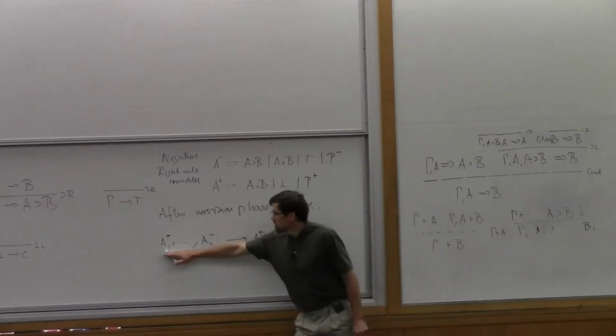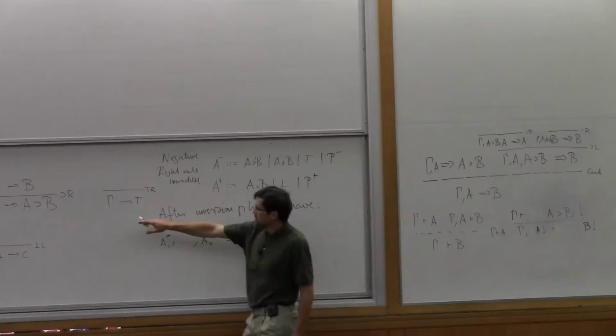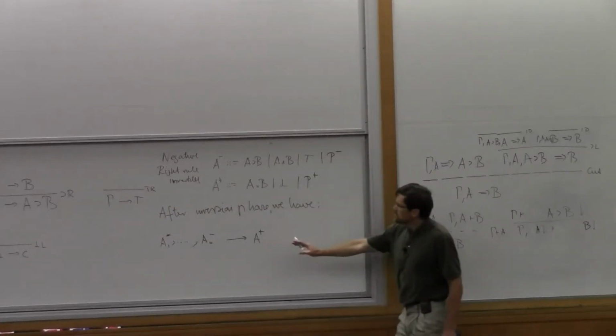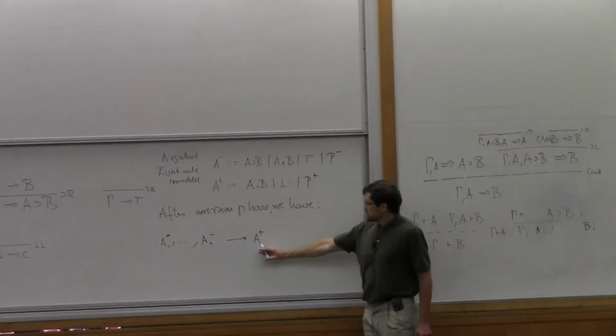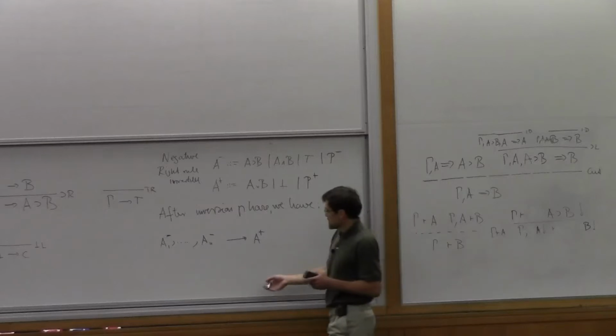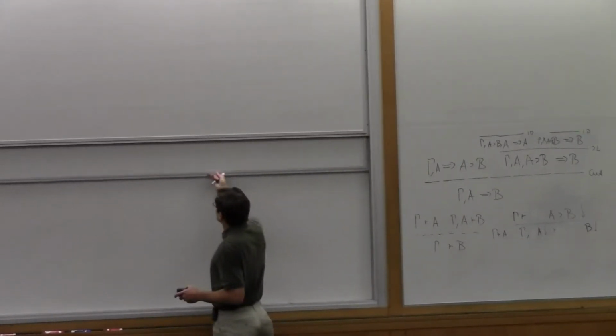A bunch of negatives on the left and a positive on the right. Okay, so it could be like an implication on the left, a conjunction on the left, or it could be a disjunction or falsehood on the right. Okay, so the question is, let's look at some examples on this, and let's see if we can now cut down more on the non-determinism.